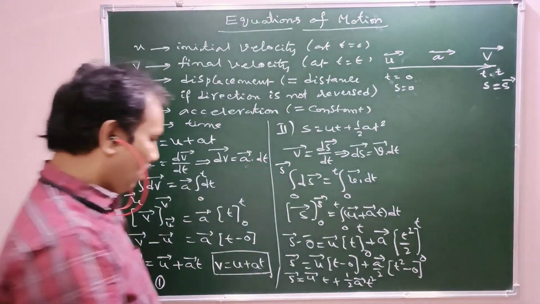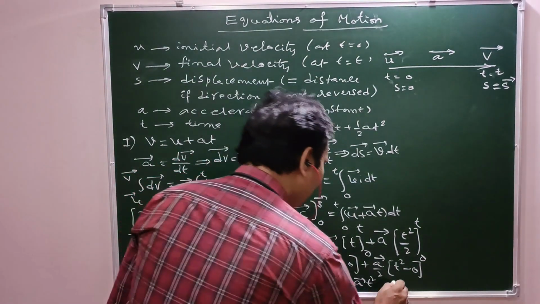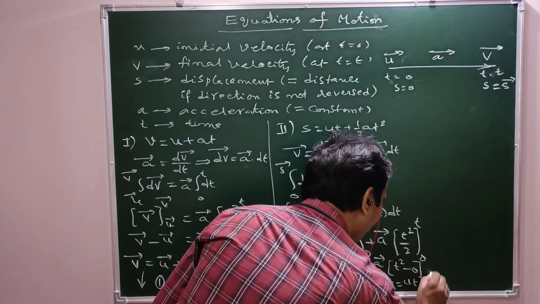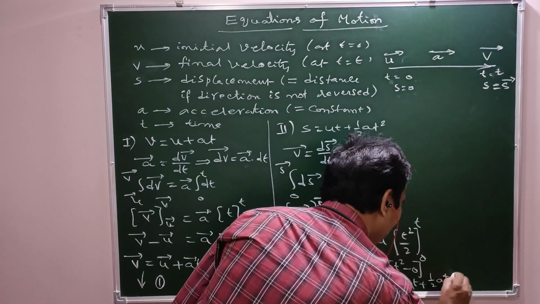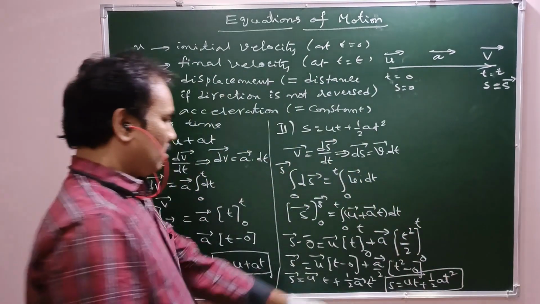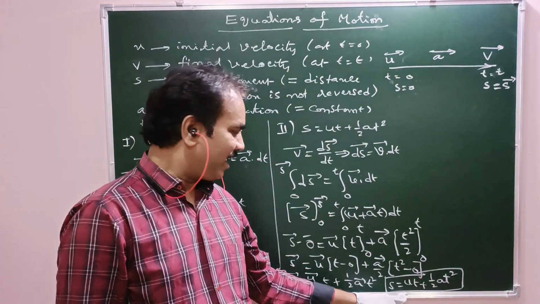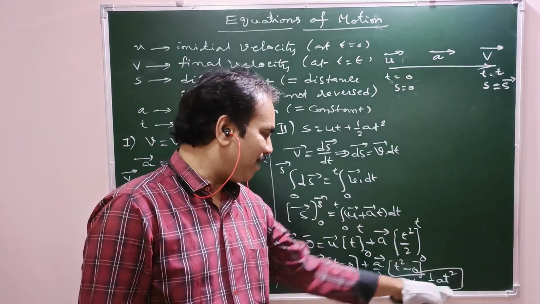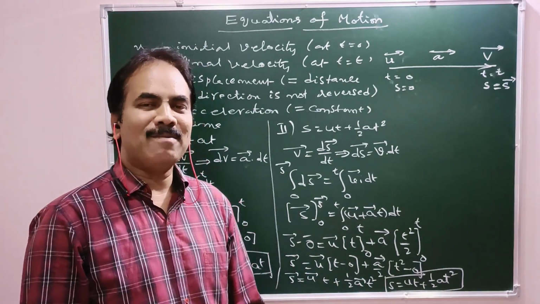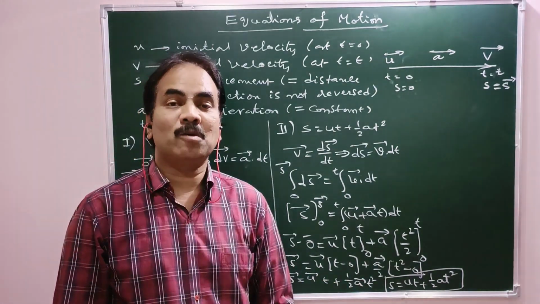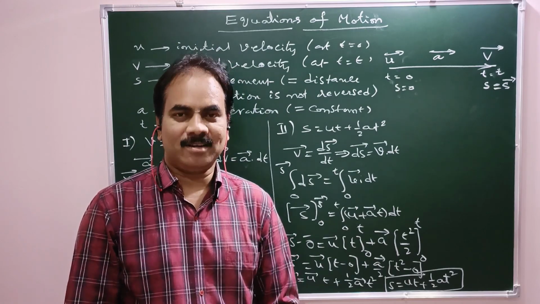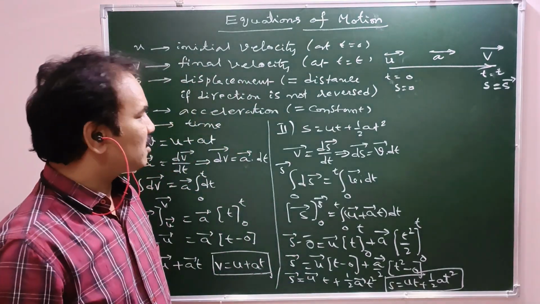Right? Now in scalar notation, s equal to ut plus half a t square. So see, this is the expression connecting initial velocity, acceleration, time and displacement. In general, s means displacement. Sometimes it becomes equal to distance also, provided the direction of motion is not changed. Okay, so s equal to ut plus half a t square.